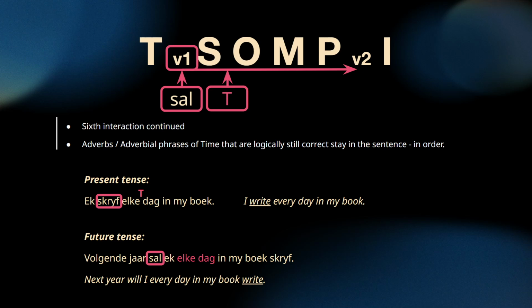Now you'll see that even though I have this time phrase at the beginning of my sentence, my verb is still second, so my sentence is cohesive, and then after that I can write my sentence in our sentence structure, stompie, or subject, time, object, manner, place, and infinitive. Next year, will I every day in my book write? Or next year, I will write in my book every day.